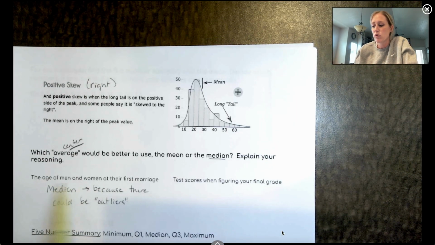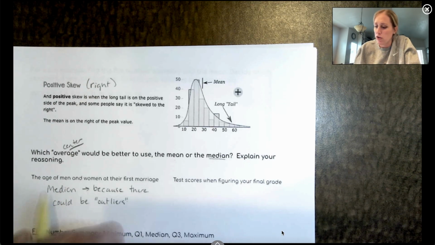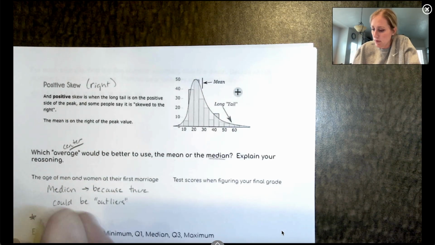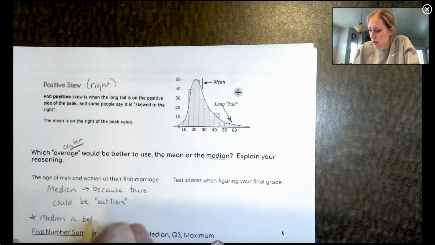So when it is skewed, the median is a better measure of center, okay? So median is better. I'm just going to add this here. Median is better when data is skewed.